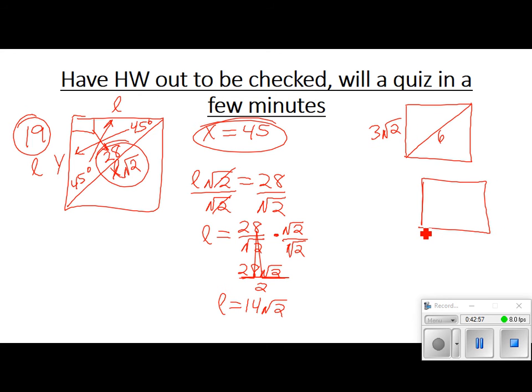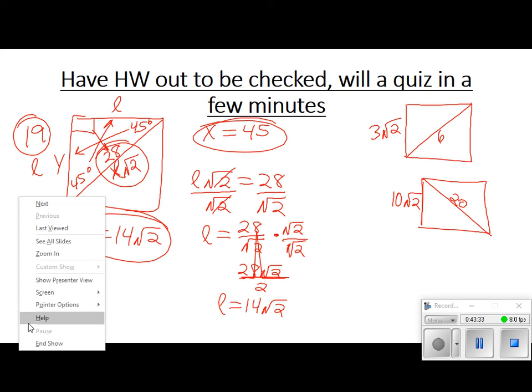What if I gave you another one, and that's supposed to be a square? Drew in this diagonal and I told you that diagonal was 20. How long is this side going to be? 10 radical 2. Now the bad thing is if they give you an odd number, is that going to work out so well? No, because then it's a decimal and you probably want to change everything into decimal. So what's Y on this one? 14 radical 2. So X was 45, Y was 14 radical 2. Next question, last one.